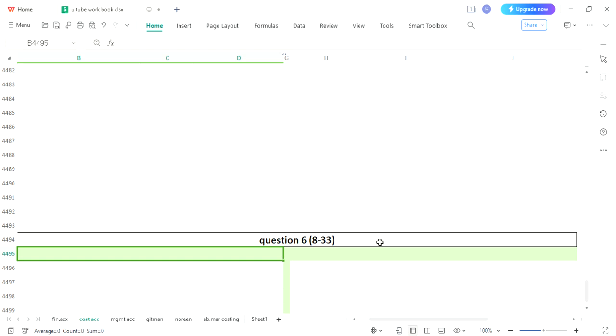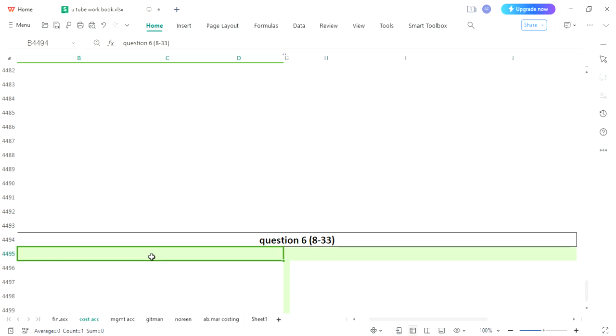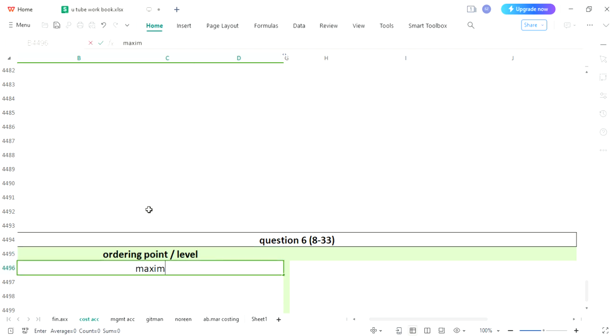The very first thing which we will calculate is our ordering level, ordering point, or it is also called ordering level. What we do is order for maximum requirement, and we multiply it with lead time. This way we calculate our ordering point.